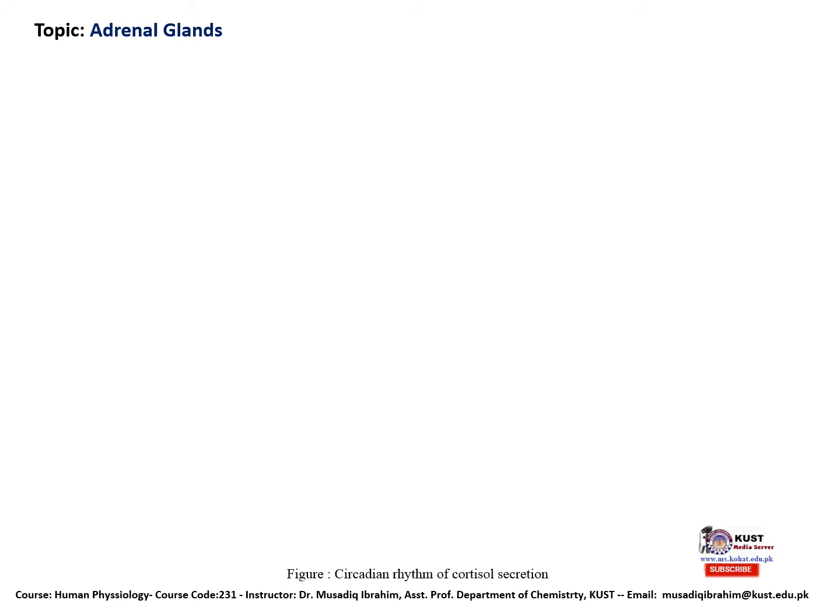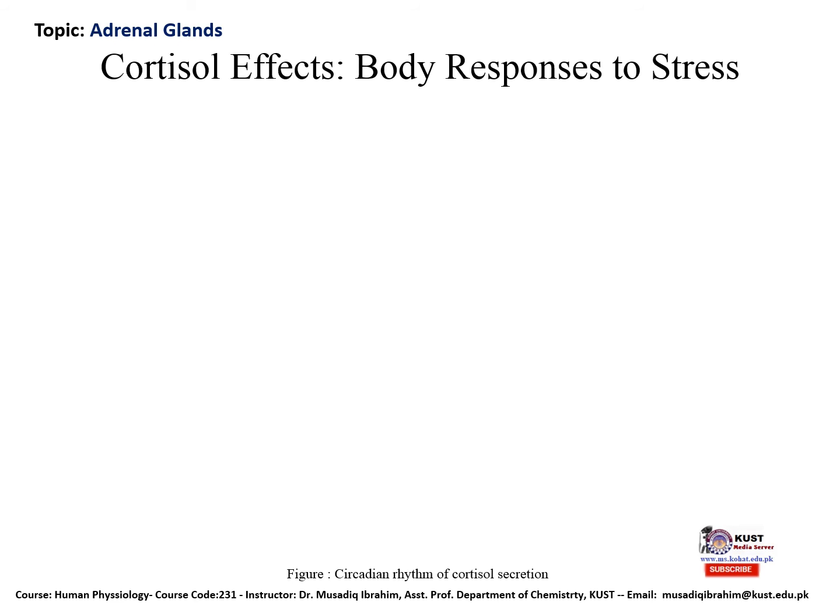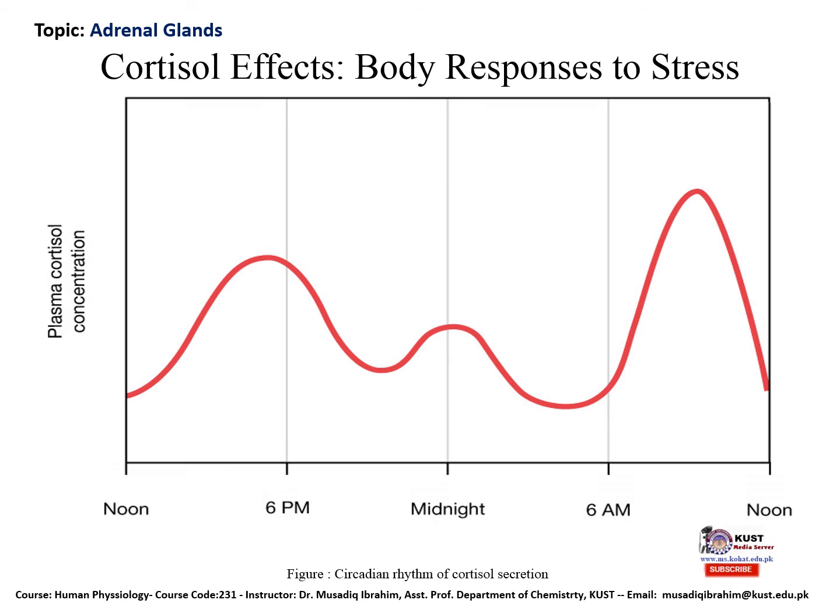So now, the cortisol effects and body responses to stress: when the cortisol secretion is taking place from the adrenal cortex, and how it is maintaining or reducing the stress condition. So this is the circadian figure for the rhythm of cortisol secretion.